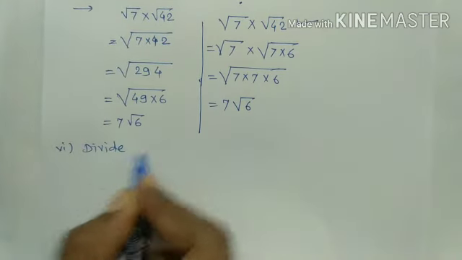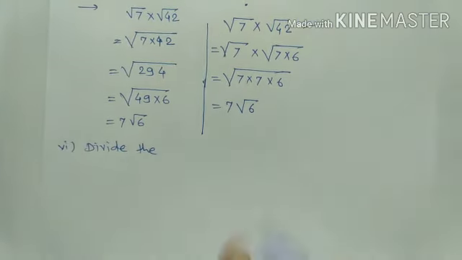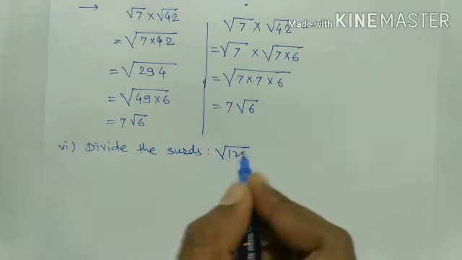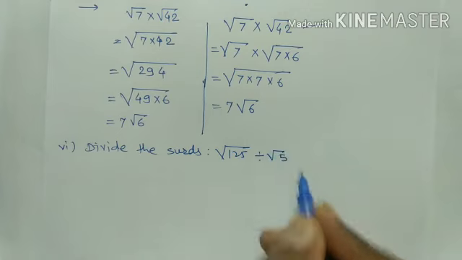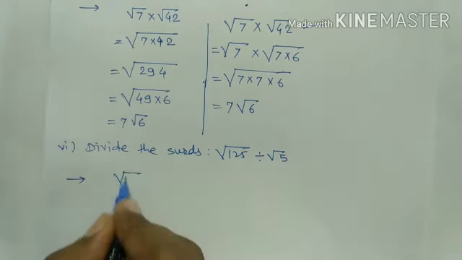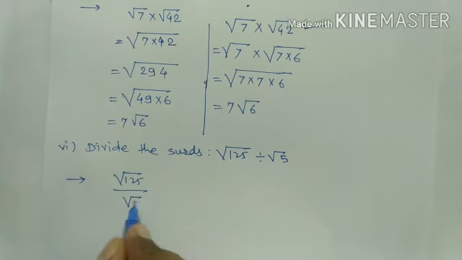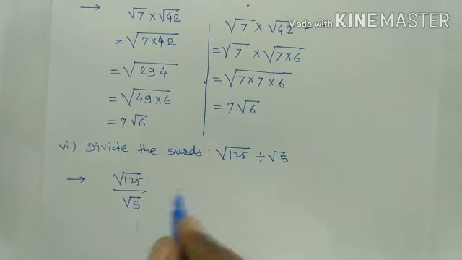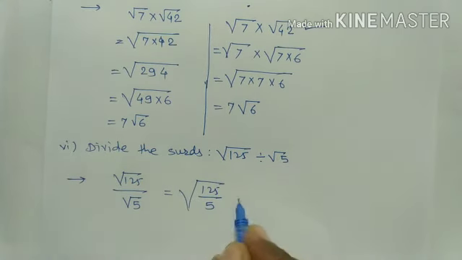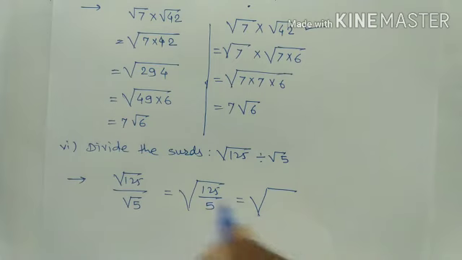Divide the surds with surds. √125 divided by √5. Here these two surds are √125 upon √5. Here the order is the same, so we can write this as √(125/5), that is equal to √25, equal to 5.